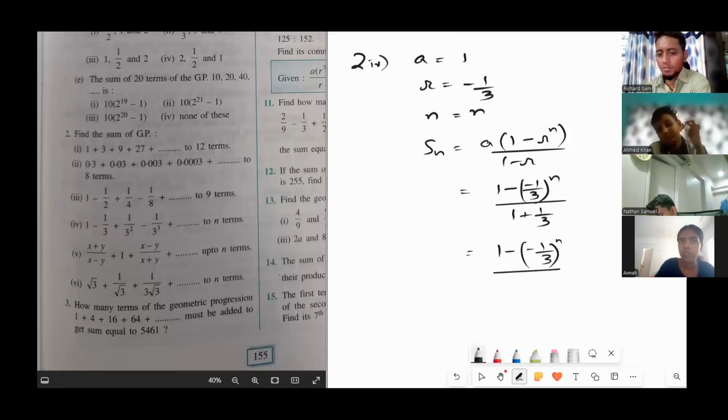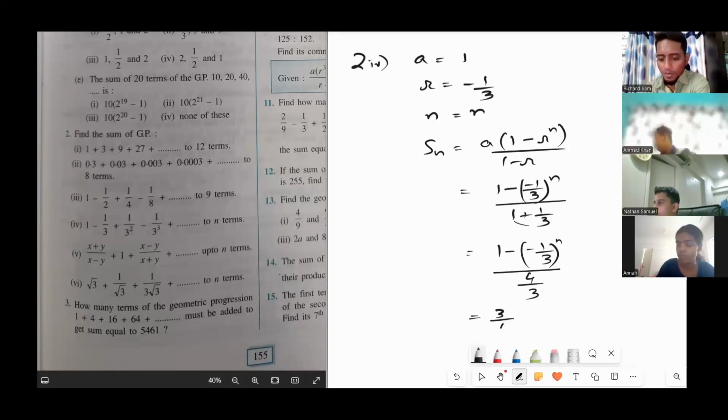Denominator will be what? 3 multiplied by 1 is 3 here, so 3 plus 1, 4 upon 3. That 4 upon 3, you can take it in the front or leave it like this. We'll change the division to multiplication, so 4 upon 3 will get reciprocal and become 3 upon 4. So 3 upon 4 into 1 minus 1 upon 3 whole raised to n. Is this the answer?